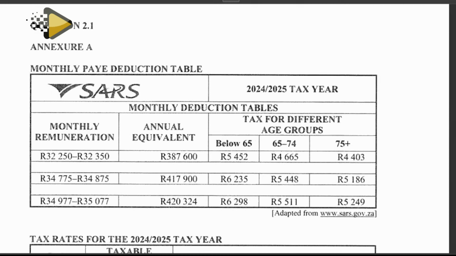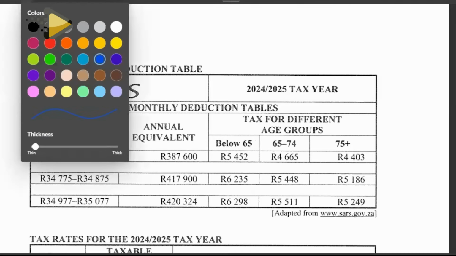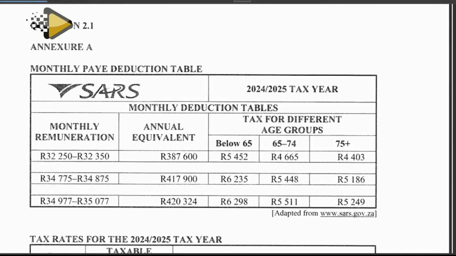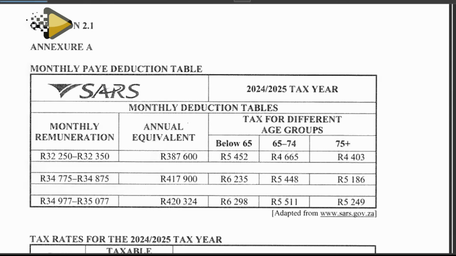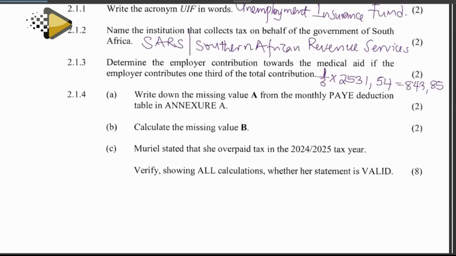So we come and see 42, it's below 65. Now the person earns 35,000. Here we go. Monthly remuneration, monthly payment. The person is here. So how much will they pay? They have to get 6,298. So here the value of A equals 6,298.